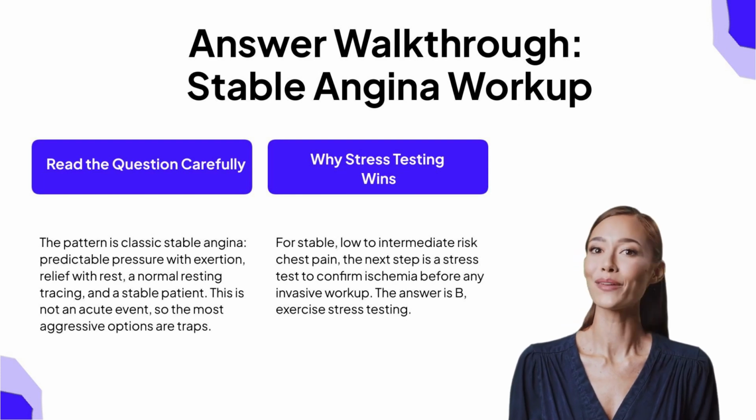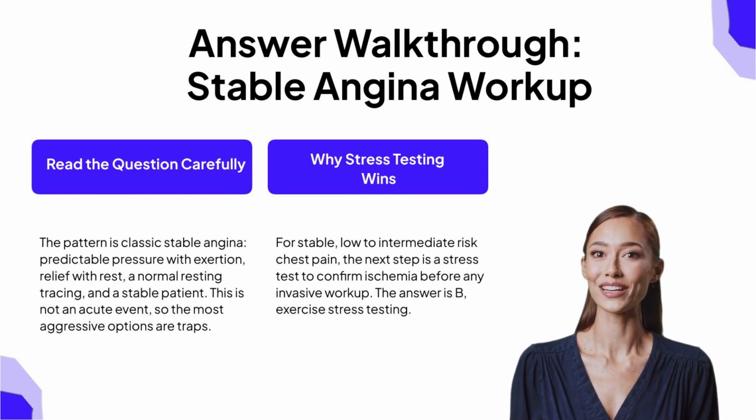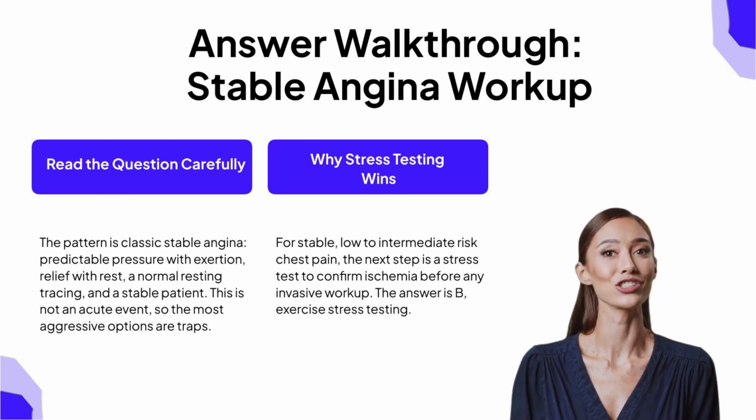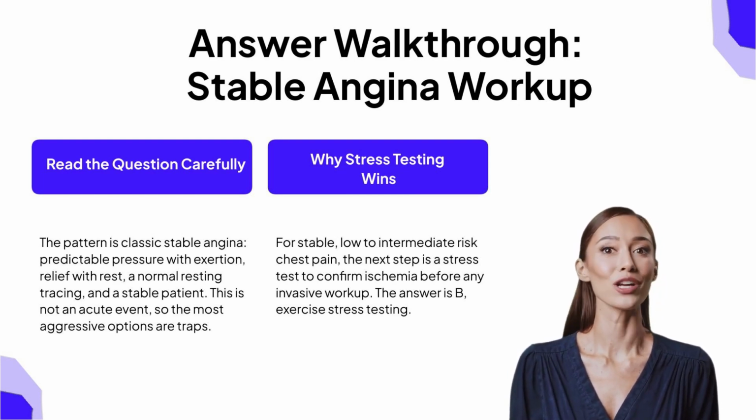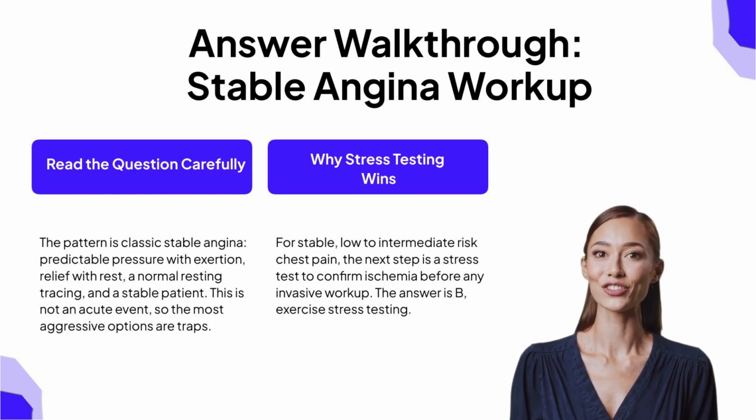Reassurance with no workup ignores real exertional chest pain. For stable, low to intermediate risk chest pain, the next step is a stress test to confirm ischemia before anything invasive. The answer is B, exercise stress testing.